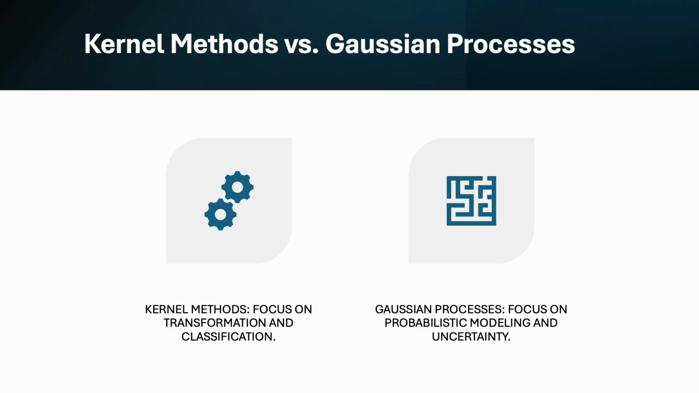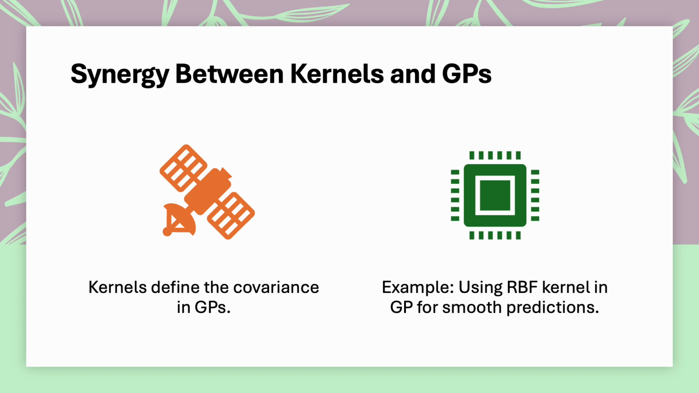Kernel methods versus Gaussian processes. The kernel methods focus on transformation and classification. Gaussian processes focus on probabilistic modeling and uncertainty. Let's look into the synergy between kernels and GPs. The synergy between kernel methods and Gaussian processes is revolutionizing path planning for robots. Let's take robotic world again as our example. Enabling robots to navigate complex and uncertain environments with greater precision and adaptability.